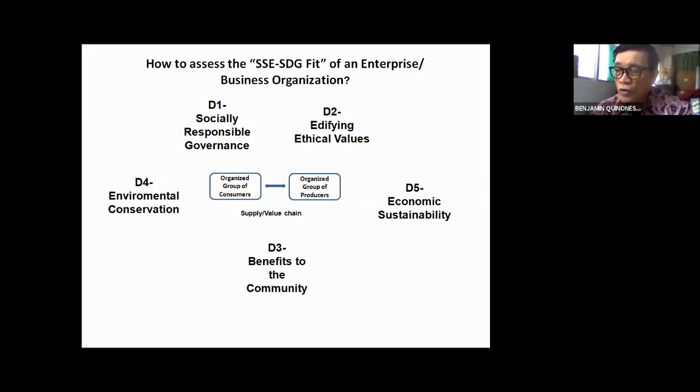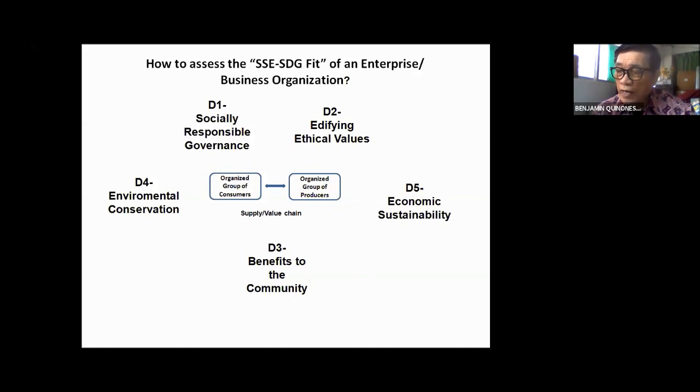Then dimension 4, environmental conservation. Is the environment protected while producers are producing the goods that consumers need? Do consumers minimize their waste and do they recycle so as not to pollute the environment? When the environment is conserved, we are assured that the future for our children and our children's children will be protected and assured.